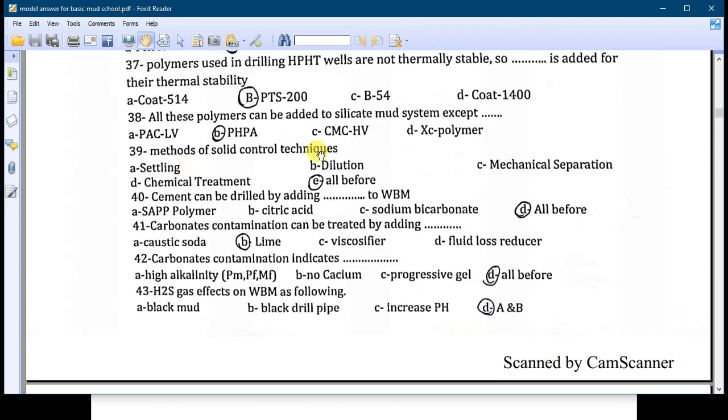Methods of solid control techniques. It can be by settling, by dilution, mechanical separation, chemical treatment, or all of the before. The right answer is number E.